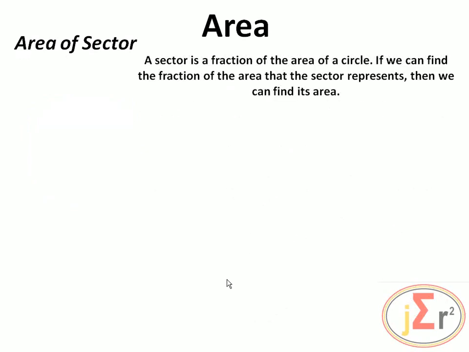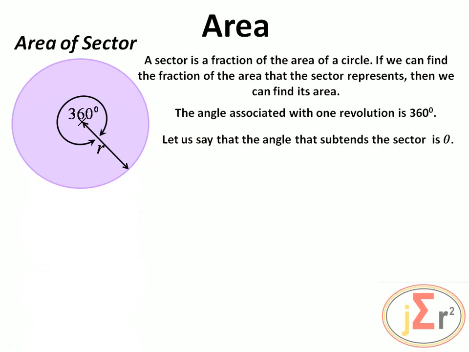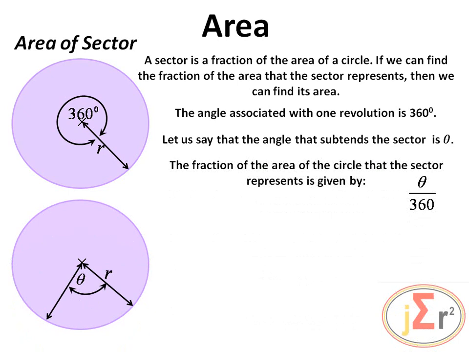Now we are going to find the area of a sector of a circle, and of course if we can find the fraction of the area that the sector represents, then we can find its area. We are going to go back to our original setup, where the angle associated with one revolution is 360 degrees. So the angle that subtends the sector is theta. So the fraction of the area of the circle that the sector represents is given by theta over 360, and that is our fraction. So what do we do?